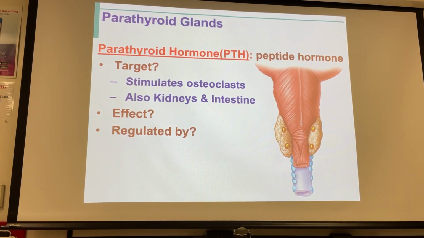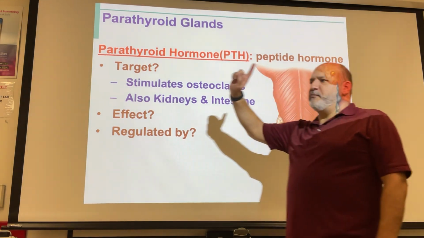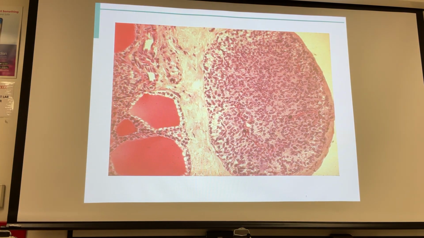And of course, how are both of these going to be regulated? Humoral. But again, if we say humoral, we have to say what in the blood? Humoral via what? Calcium in the blood. Excellent. Now, we saw the parafollicular cells, so let's talk a little bit about these chief cells.